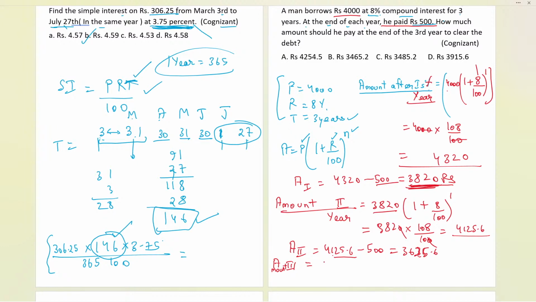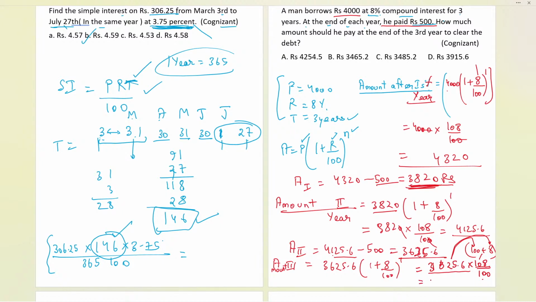So it will be principal. Principal is this 3625.6 times of (1 plus R by 100) raised to the power of 1. Again, it will be 3625.6 times of 108 by 100. So like that we will be calculating over here. To easily calculate this part, you can separate this 108 as 100 plus 8. First multiply this number with 100, then multiply this number with 8, and then add them, divide by 100, you will get the part easily. This is the easy way how we can calculate it.